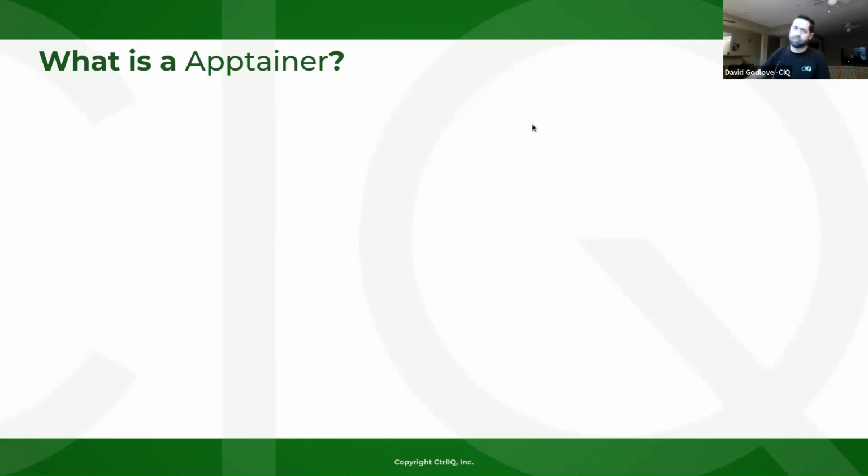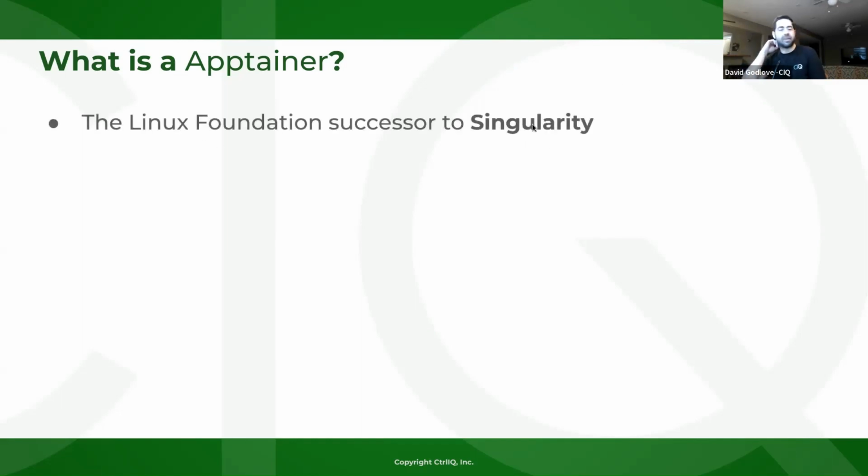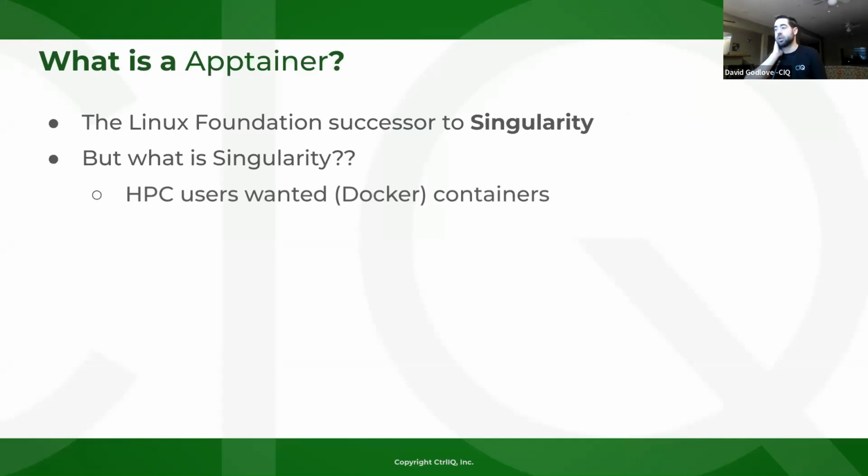So you might be asking yourself, what is Apptainer? In a nutshell, Apptainer is just the Linux Foundation successor to Singularity. And so you may be asking yourself, what is Singularity? Without getting too much in the weeds, I think the best way to understand Singularity is to think about the origin story and where Singularity first came from. I'm going to cover this really fast.